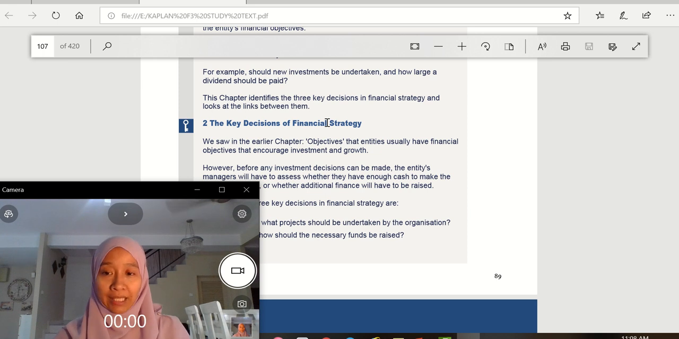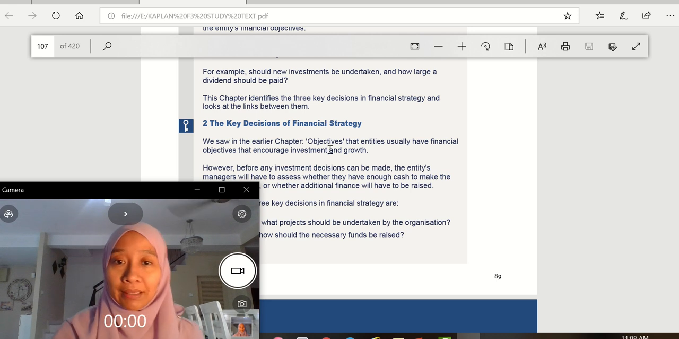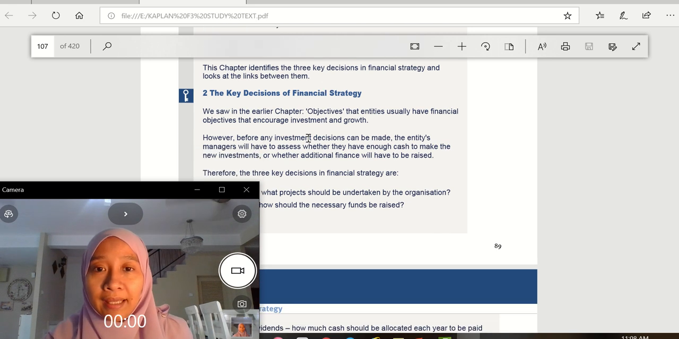That's why we have to learn the next few chapters in order for us to really master the subject matter. And then the second sub-chapter in this topic is the key decisions of financial strategy.